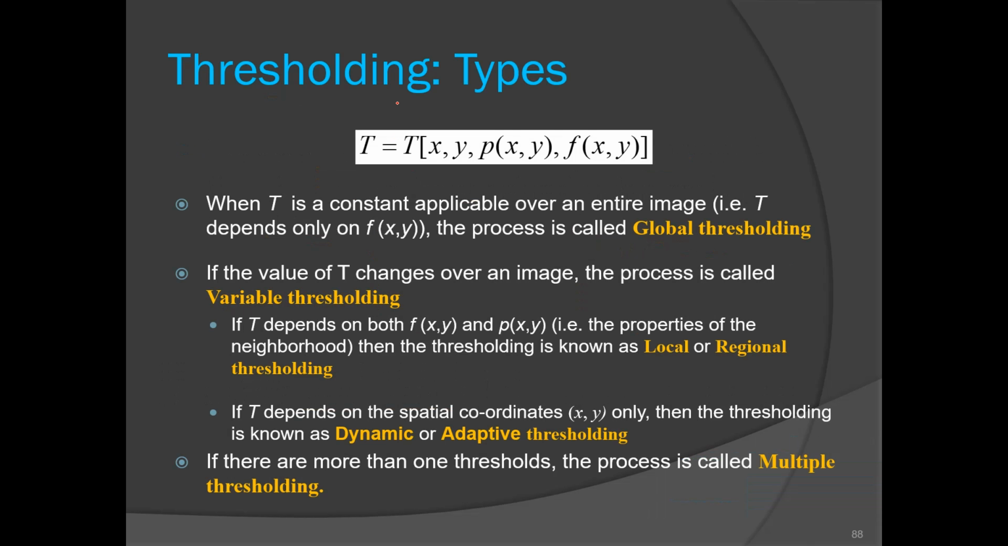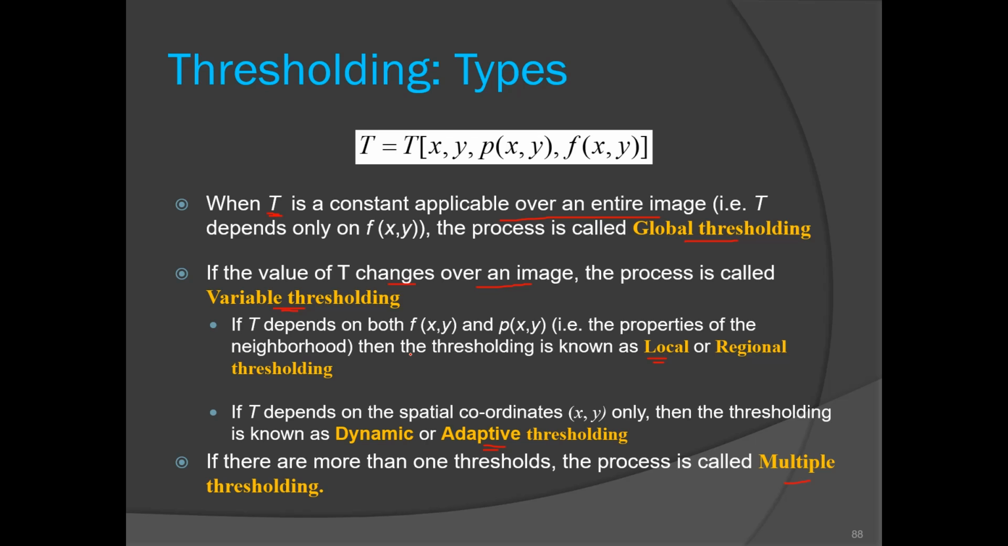Let us discuss different types of thresholding. We have discussed global thresholding and multiple thresholding. If the threshold value is constant for the entire image, that thresholding is known as global thresholding. If t is changing over an image, that is known as variable thresholding. So if we have a different t for different regions in an image, that is variable thresholding, and under that we have two categories: local thresholding and adaptive thresholding.